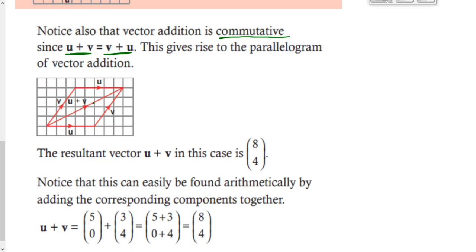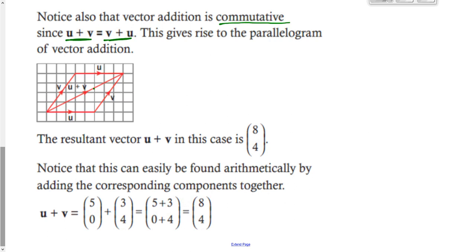But nice and simply, when we want to add vectors together, all we need to do is add the components. So here, we're just going to add the two x components. 5 plus 3 will give us the resultant 8, and 0 plus 4 will give us 4. So nice and easy when we're adding vectors together.